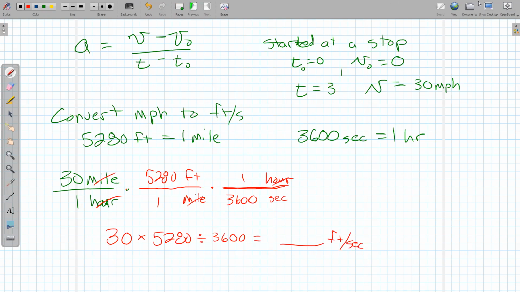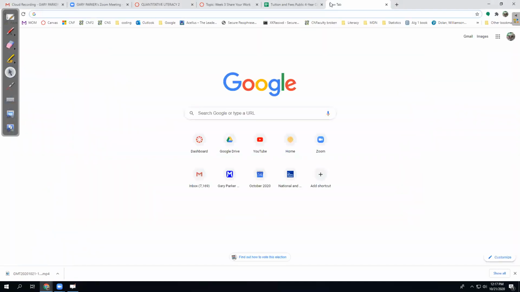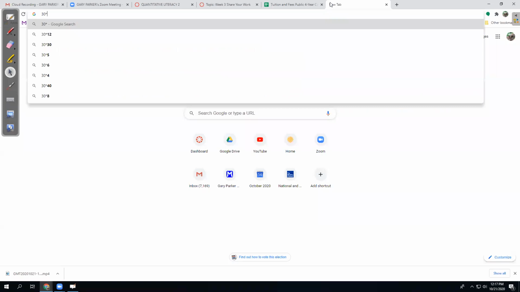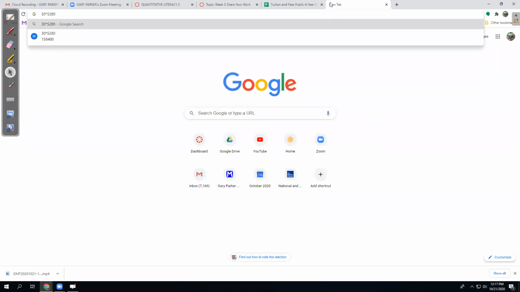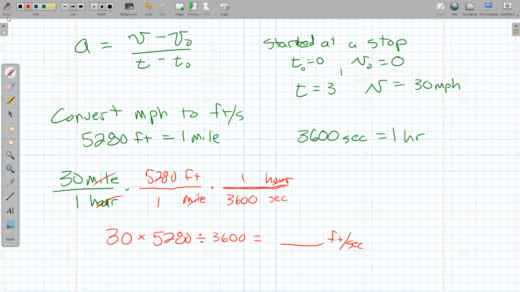So let's put that on a calculator just for fun, see if we can agree on what the result is. Let's see, 30 times 5,280 divided by 3,600. I think I typed that right. 5,280, 3,600, yep. I get 44 feet per second. So if I'm moving at 30 miles per hour, every second 44 feet goes by. And now I can plug all the given numbers into the formula to calculate the acceleration. So that was just warming up to use the formula.